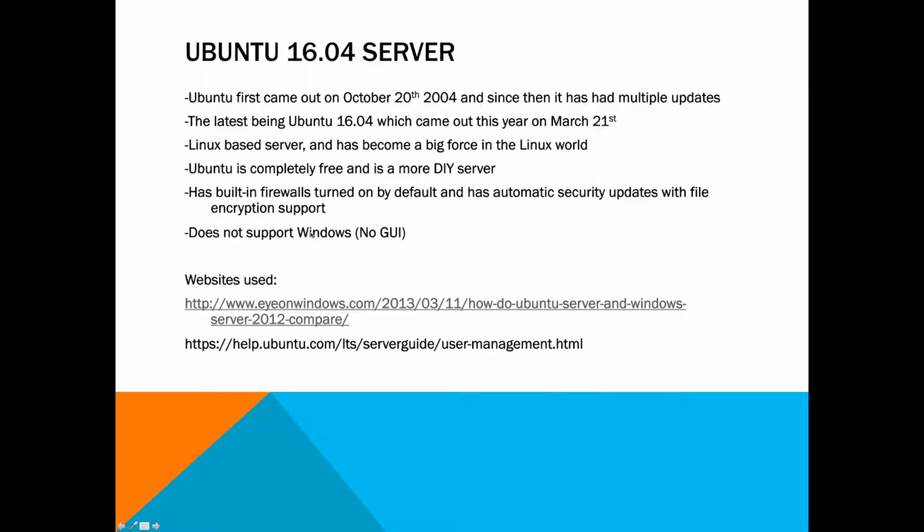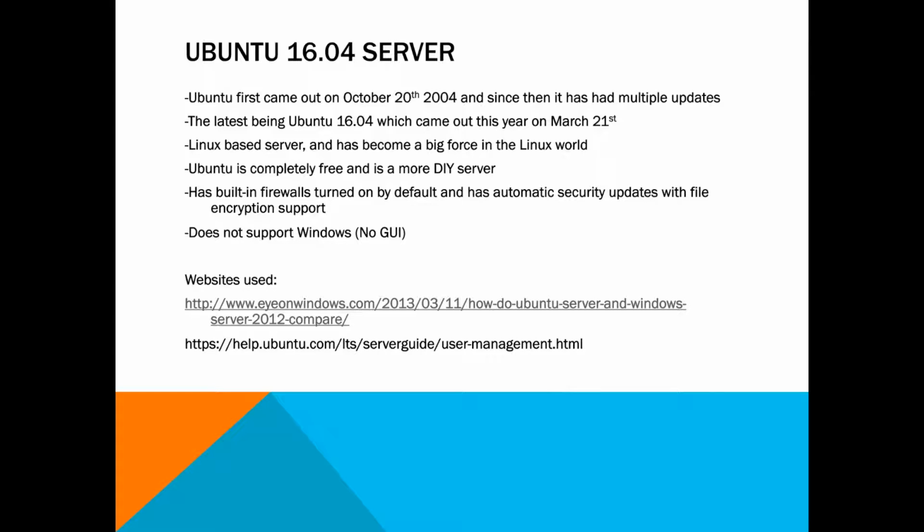Going into the Ubuntu 16.04 server, Ubuntu first came out on October 20th, 2004, and since then it has had multiple updates, which is pretty interesting because their updates either come out in March or in October, which I thought was pretty interesting. And then the latest being Ubuntu 16.04, which came out this year, March 21st. Like I said, either March or October. It is a Linux-based server and has become a big force in the Linux world.